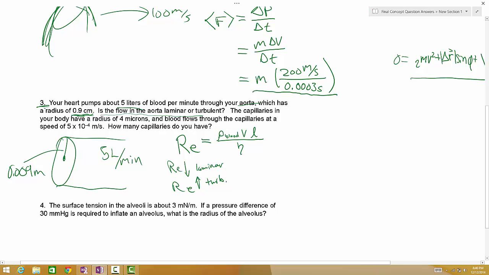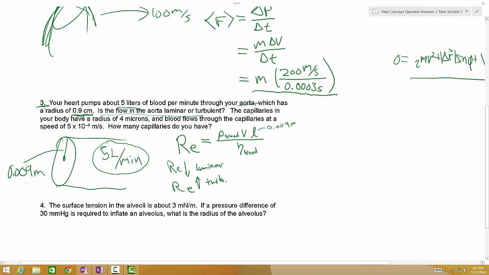And so the things that we don't know here, I guess we would be given, if this were a problem on the exam, are the density of blood and the viscosity of blood. And we're given L. We know that L is 0.009 meters. And the velocity, we don't quite know yet, because this is basically the flow rate, 5 liters per minute.